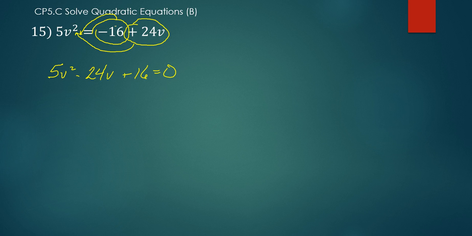And if you notice, I simply put them on the other side of the equal sign and gave them the opposite value once they crossed that equal sign. Negative 16 became plus 16, plus 24v became negative 24v, and it left nothing to the right of the equal sign, which of course is 0. Now what I need to do is find the factors.